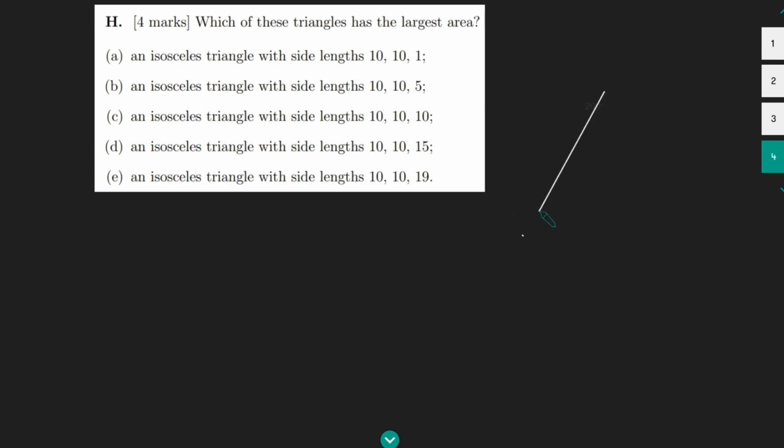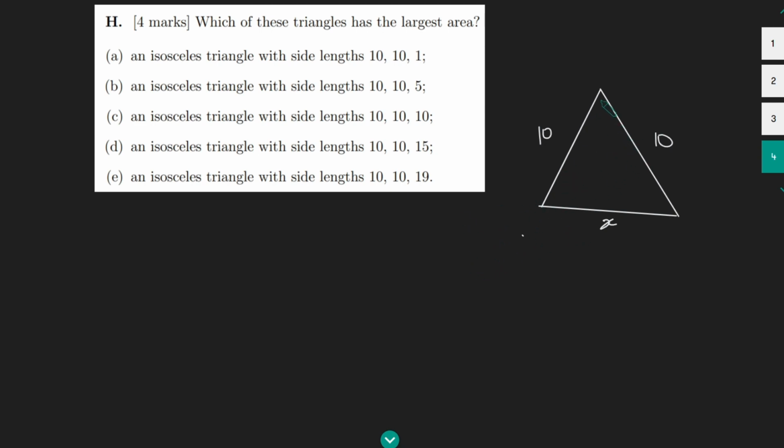So if we call that side length 10, and that side length will also be the other 10 here. And then we'll call this remaining side length x. And so x is either 1, 5, 10, 15, or 19. Can I work out the area of this isosceles triangle in terms of x? And then I can perhaps just plug in the numbers. We can just do that.